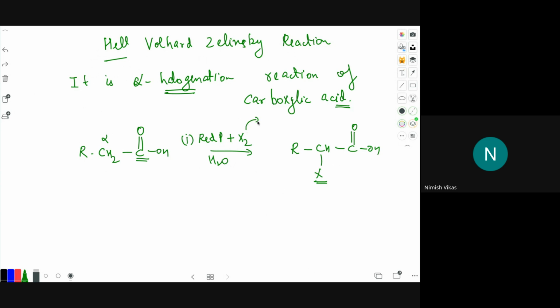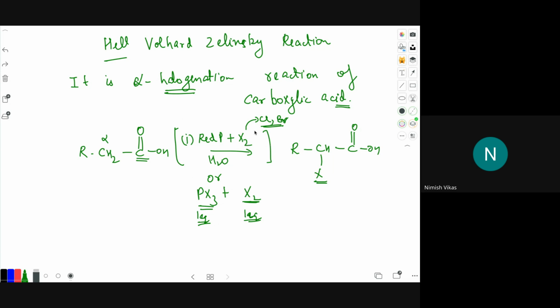And this generally applies to Cl and Br. This reaction's yield is observed more in the case of Cl and Br. So we need red phosphorus plus X2, H2O. Or instead of red phosphorus and X2, they will generally give 1 mole of PX3 plus 1 mole of X2. 1 equivalent of both. So we should know that both are fine. But in the NCERT specifically, this one is there. So we should know this is the reagent used for alpha halogenation.